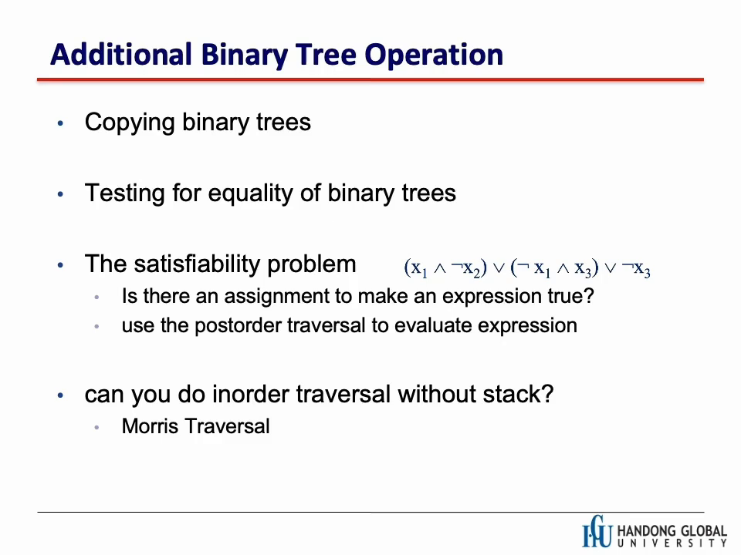Next, we will not cover the satisfiability problem in this class, but let me briefly mention what it is. The satisfiability problem means we want to ask whether we can make an expression true. There is an expression like this. We have a simple example here with three variables, with AND, OR, and NOT operations. Since we have three binary variables, we can think of 8 different combinations, right?